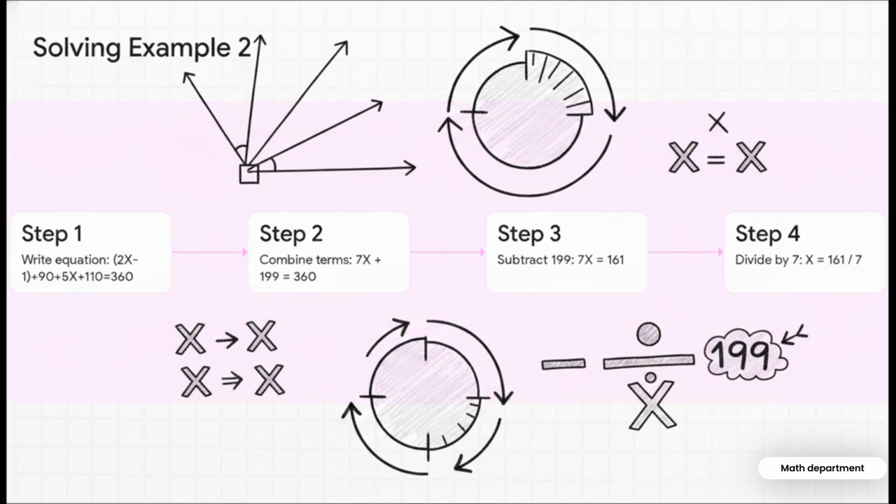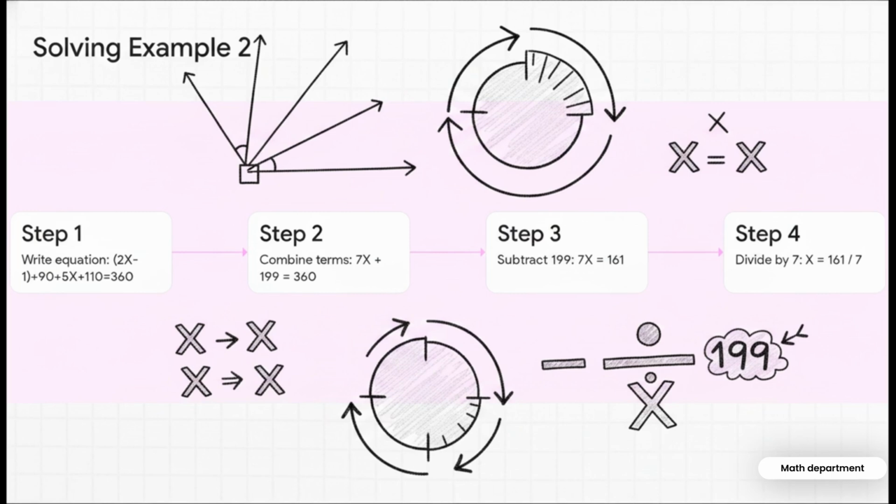Let's apply this right now to example 2. Here we have several rays meeting at a common point M, and they form 4 distinct angles: 110 degrees, our sneaky 90-degree right angle, 5x degrees, and 2x minus 1 degrees. Step 1 is to take all 4 of those pieces and add them together to equal 360. The crucial point here is to carefully write out your big, long equation first. You want to combine your like terms, so the 2x and 5x becomes 7x.